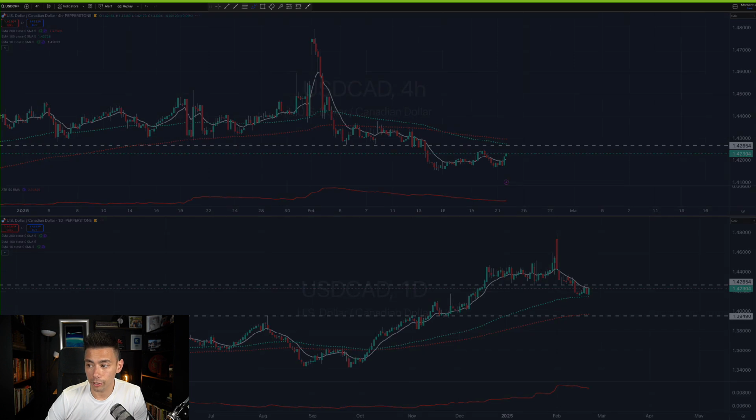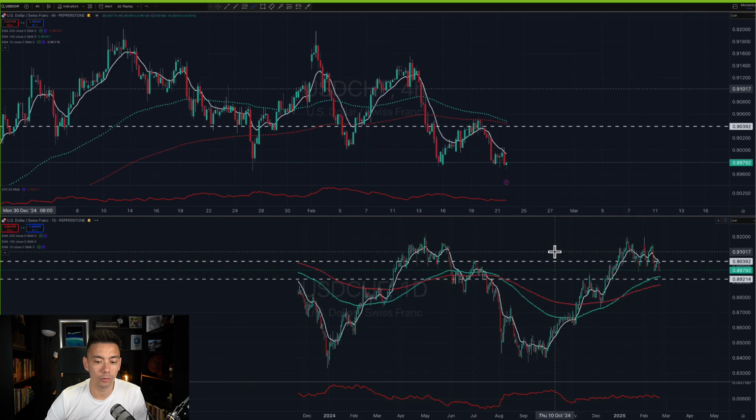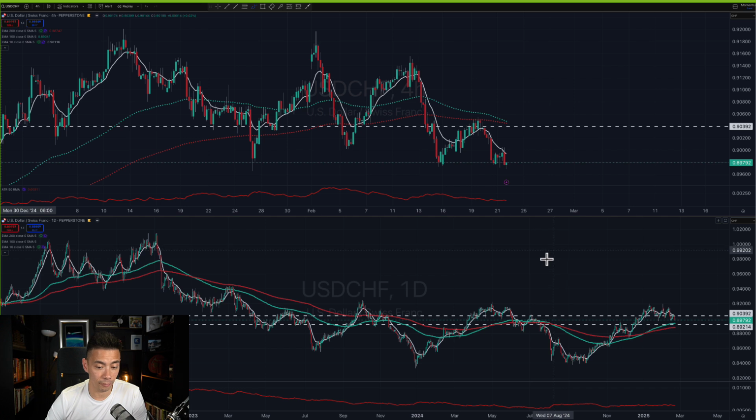Then we come into the dollar franc, which is my sort of favored long-term portfolio trade, if you like, for 2025.